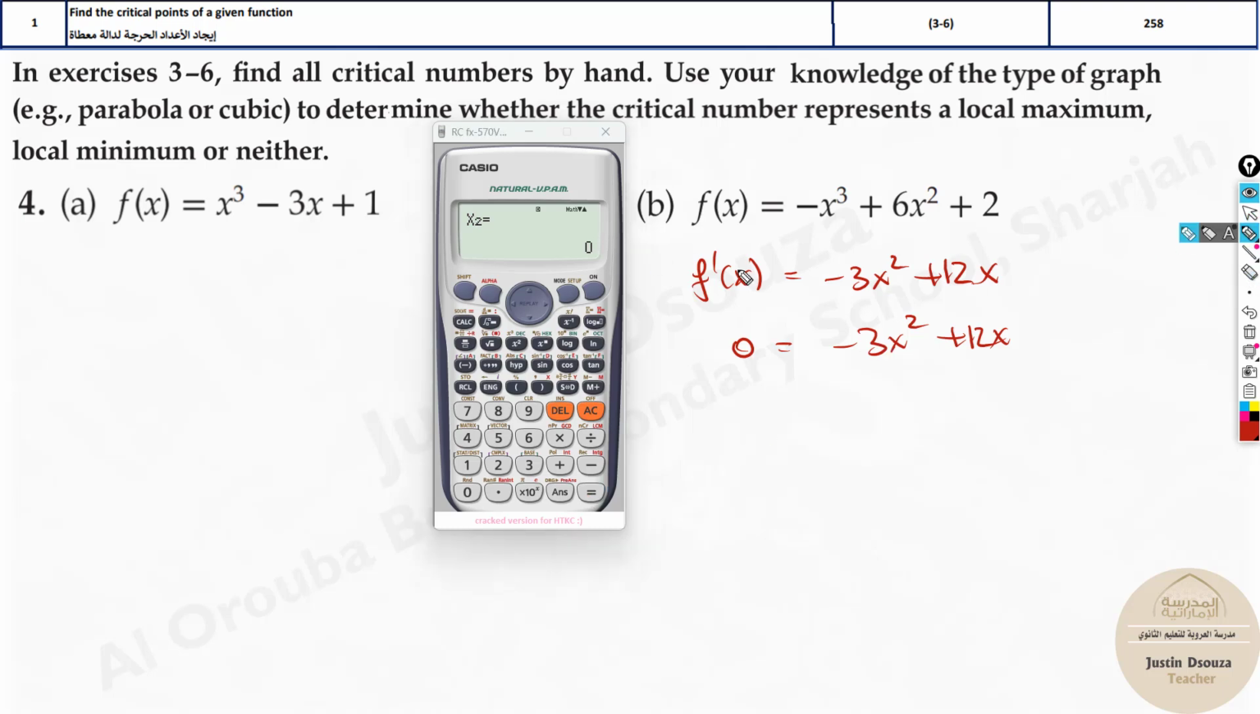We have the critical numbers x equals 4 and 0. Now, how do you know which is maximum and which is minimum? This is not a closed bound or anything, so these are the only critical points.